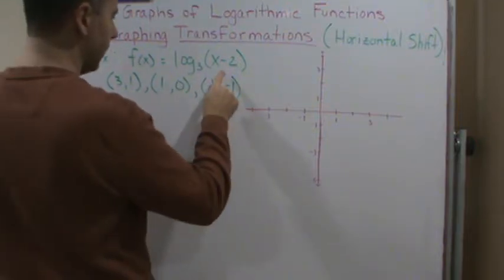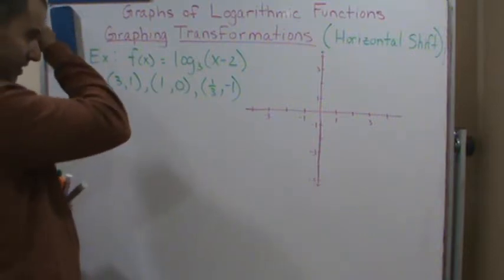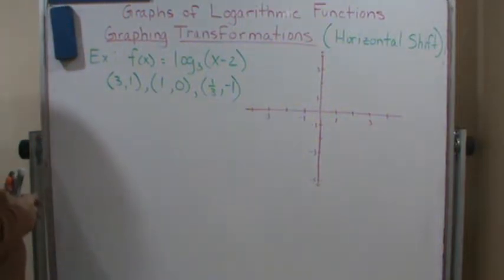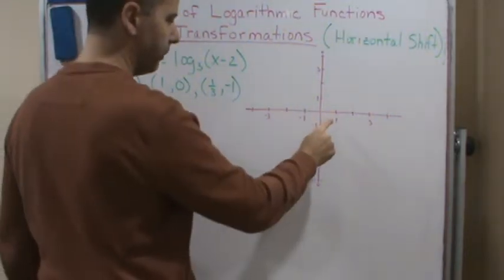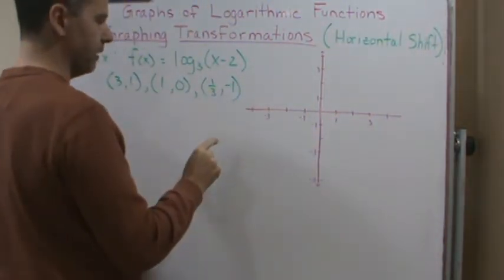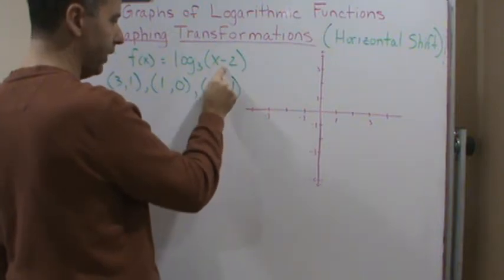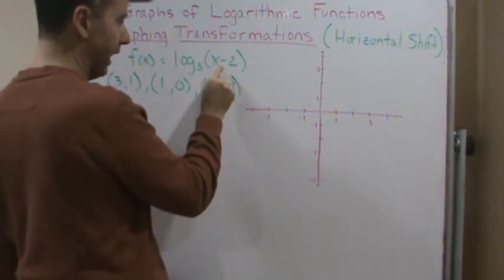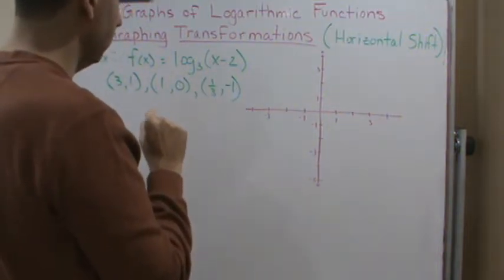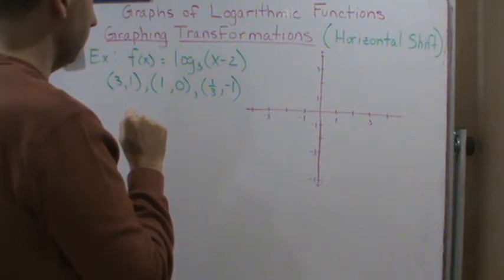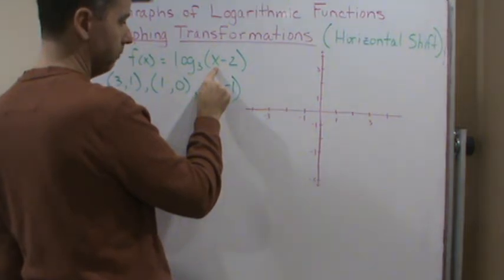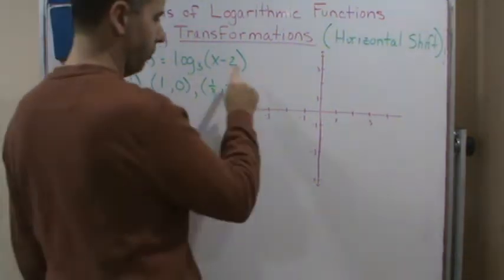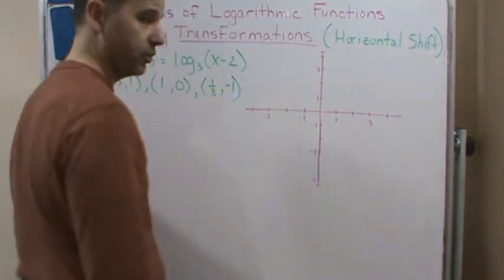But since I'm subtracting off 2, I'm going to add 2 to all of the x values here. Why? Because I'm moving to the right. Because I know that the parent function goes through 1, 0. Well, in order for this function to be 0, I know the argument has to be 1, because the log of 1 is 0. So in order to have 1 in here, I have to have a 3. So what happens when x is 3? That's 2 units shifted to the right.